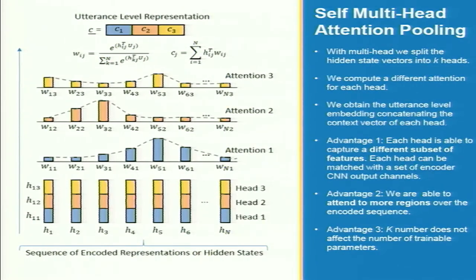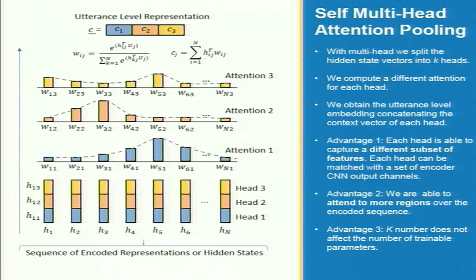So in comparison with the previous approach, we have three advantages. The first one is that each head is able to capture a different subset of features. At the same time, one great thing is that each head can be matched with a set of encoder CNN output channels. So if you have a CNN that has, for example, 512 channels, you can match the heads so that each head matches with four channels of the CNN.